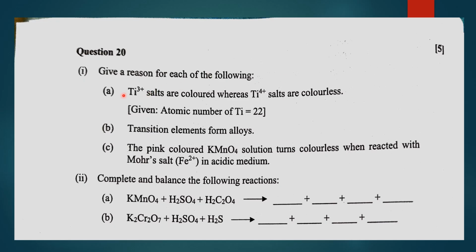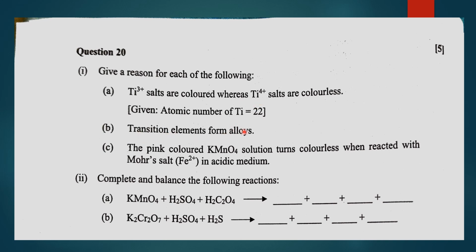Next, question number 20, titanium 3 plus and titanium 4 plus. You just write the electronic configuration. You will see titanium 3 plus has one unpaired electron in the 3d orbital, so that can undergo d-d transition showing color, and titanium 4 plus has no unpaired electron, no question of d-d transition, so it is colorless.